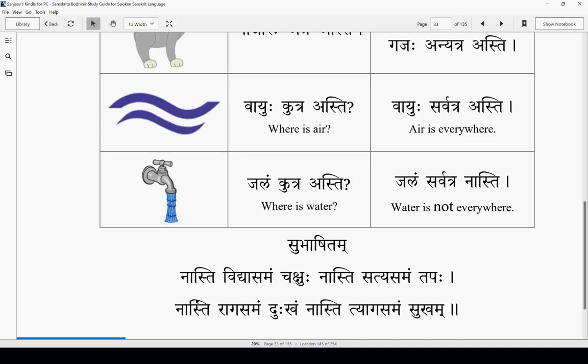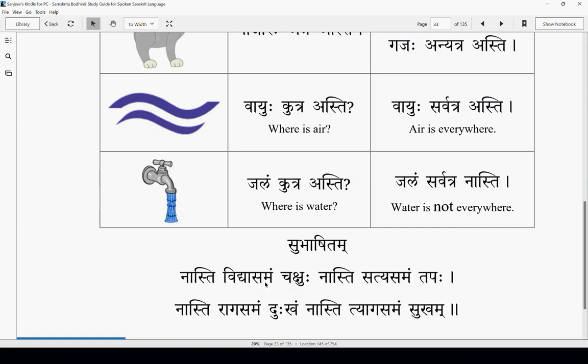So here, what is it saying? This is one sentence here. Nasti vidya samam chakshu. Nasti means not there. Vidya samam, equal to knowledge. Chakshu means eye. Here eye means actually one which guides you, like a guide.